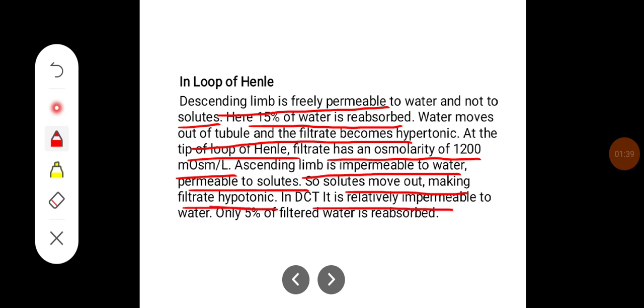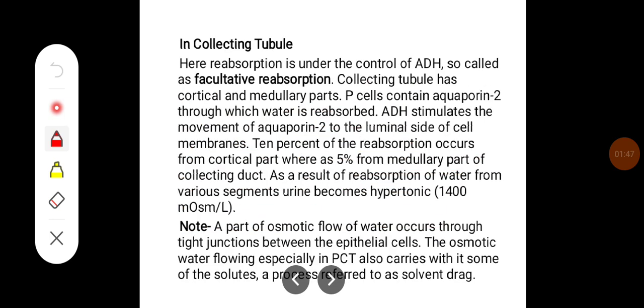In DCT, it is relatively impermeable to water. Only 5% of the filtered water is reabsorbed here. In collecting duct, the absorption is under the control of ADH and it is called as facultative reabsorption.